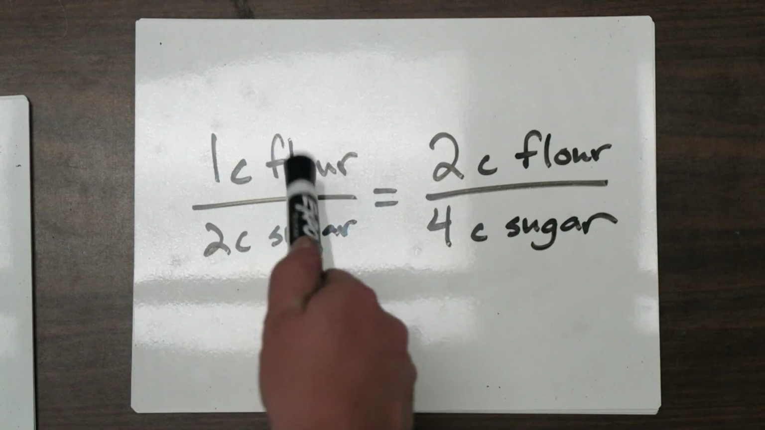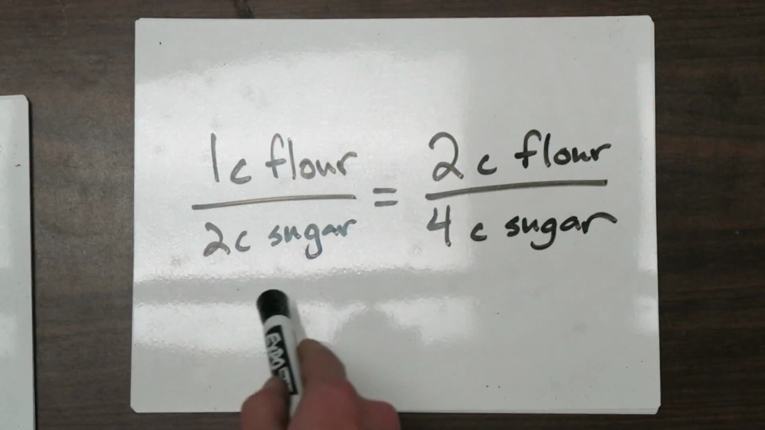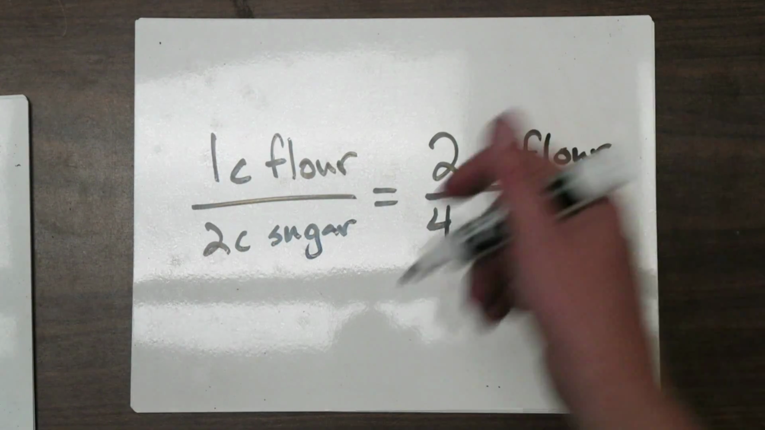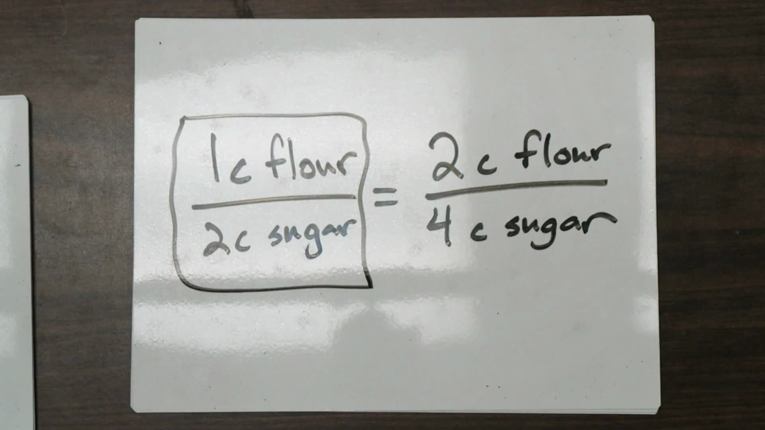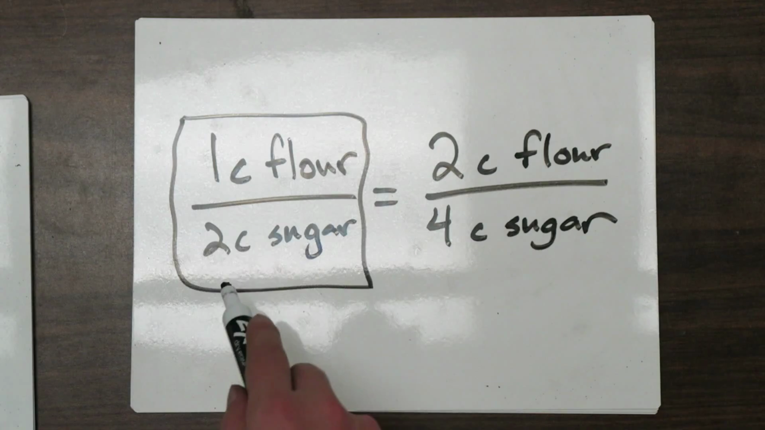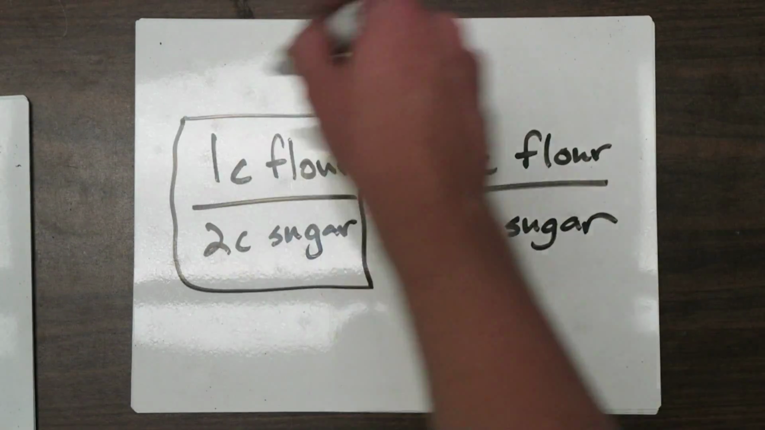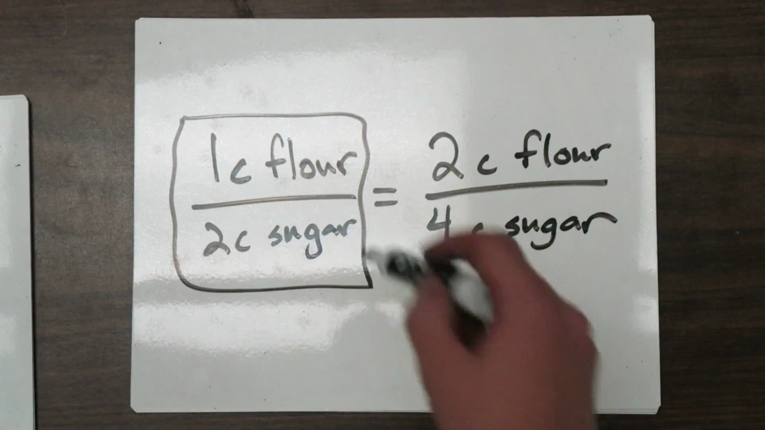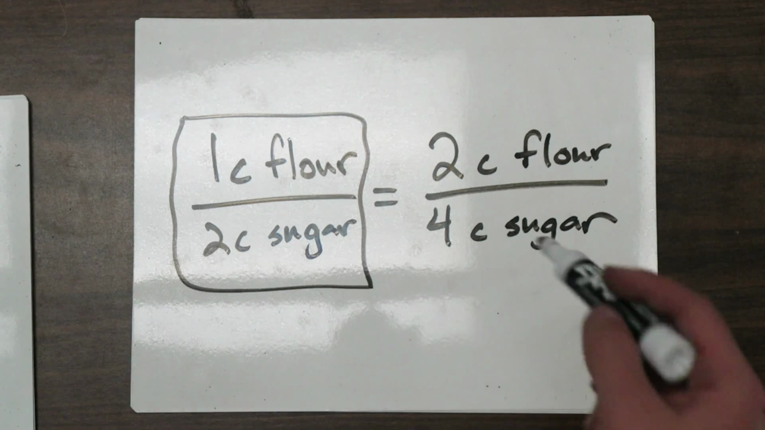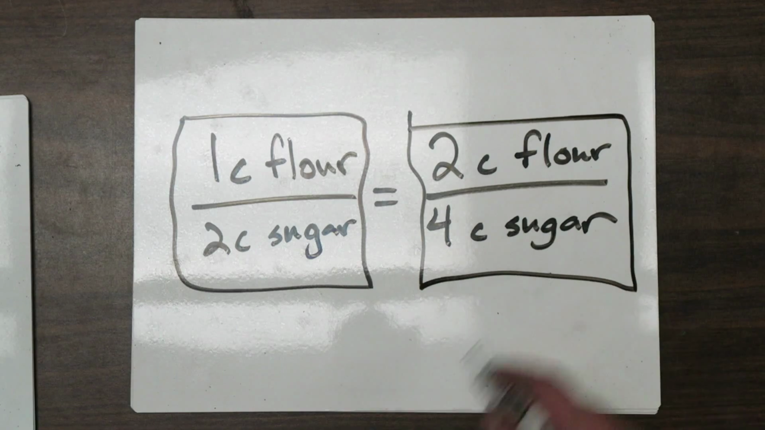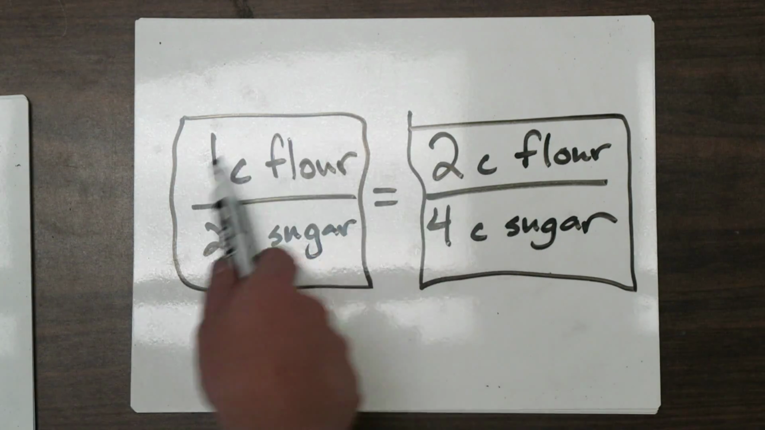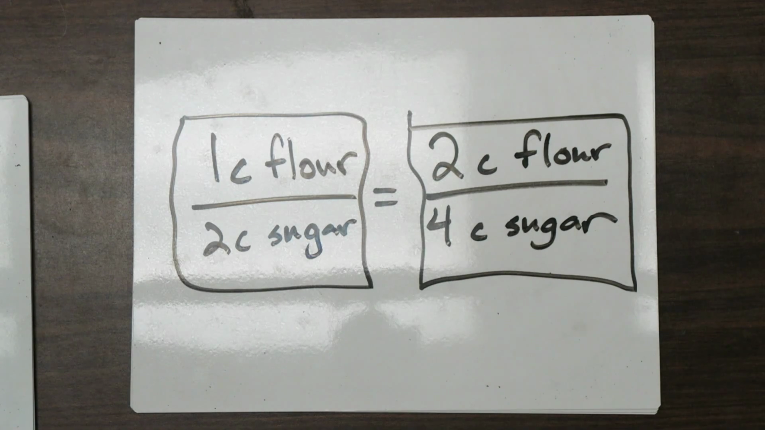If I have 1 cup of flour to 2 cups of sugar, this right here is a ratio. All right, 1 cup of flour to 2 cups of sugar. I'm comparing a value to another value. Now, this right here, 2 cups of flour to 4 cups of sugar, is another ratio. The thing is, both of these ratios are equal to each other.